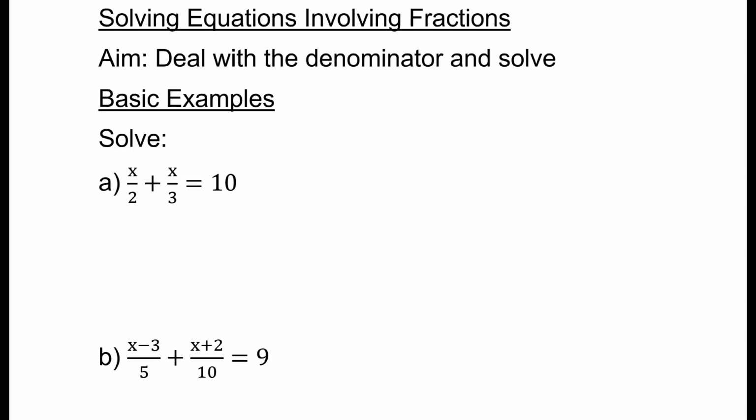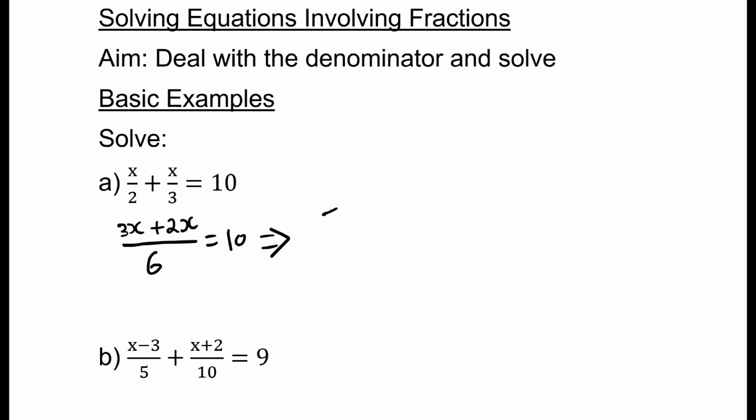To solve equations involving fractions, the general principle is to deal with the denominator and then solve. So in example A, we have x over 2 plus x over 3 equals 10. To deal with the denominators, I'm going to get a common denominator. Lowest common multiple of 2 and 3 is 6. So that's going to be my common denominator. So I've times 2 by 3 to get 6. So I've got 3x. I've times 3 by 2 to get 6. So I have 2x. That equals 10.